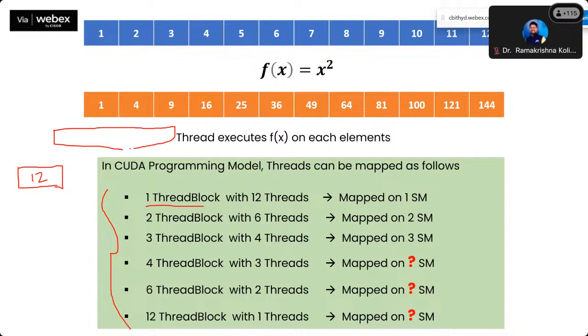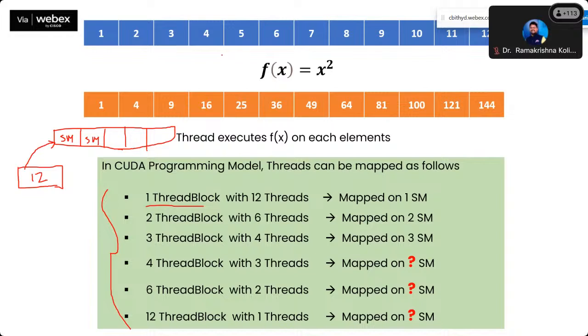my GPU has, I'm just writing SMs, my GPU has 5 SMs. Suppose my GPU has 5 SMs. So you can understand simply that 5 SMs are there. I have launched only one block, so that one block will be launched on one SM only, and this SM will execute my 12 threads, and the remaining 4 SMs will be idle. They will not do any work.